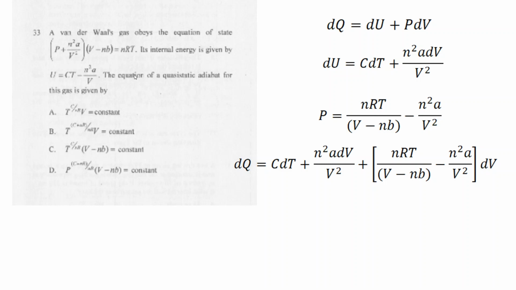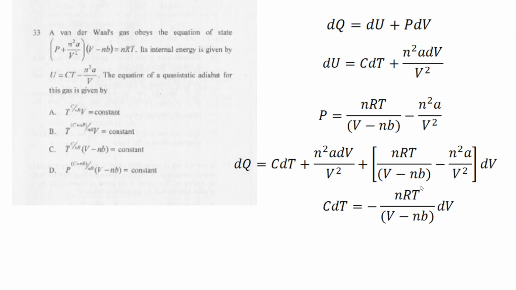So we have to find the equation for the adiabatic process. For the adiabatic process, dQ is 0, and you see that there is a plus n²a dV/V² and a minus n²a dV/V². So these two terms cancel out, and we have taken dQ equal to 0. So the equation becomes C dT = −nRT/(V − nb) dV.